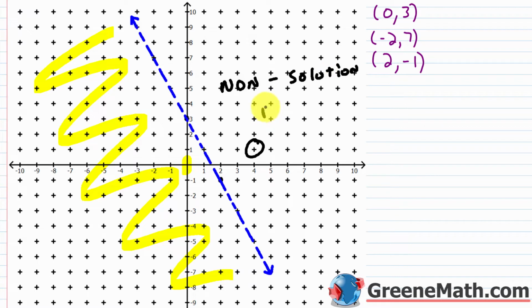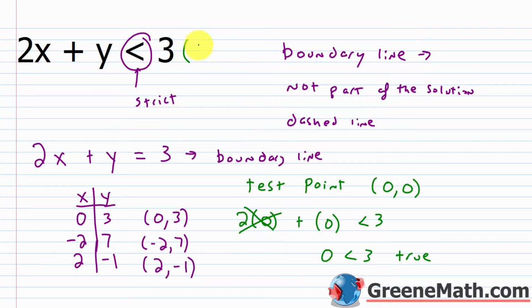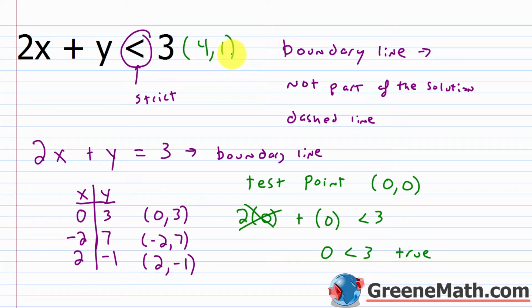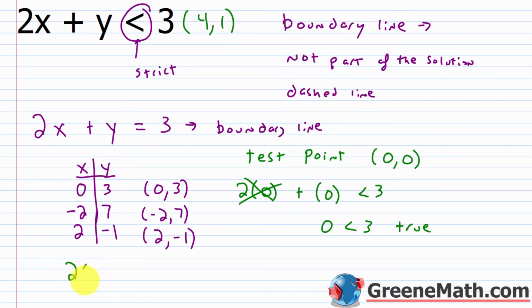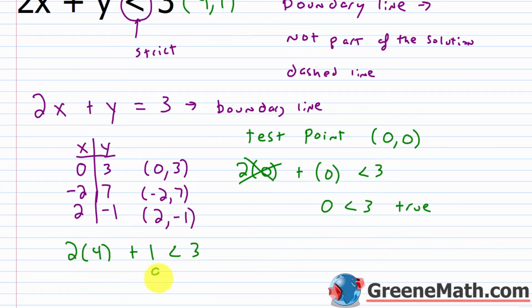Non-solution region. And let's say we look at (4, 1). So I would have 2 times 4 plus 1 is less than 3. 2 times 4 is 8. 8 plus 1 is 9. 9 is not less than 3. So this is false. And we expect it to be false because I took a point that was in the non-solution region, right? It should not work, and it didn't.